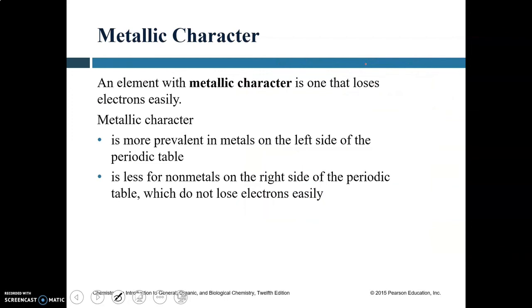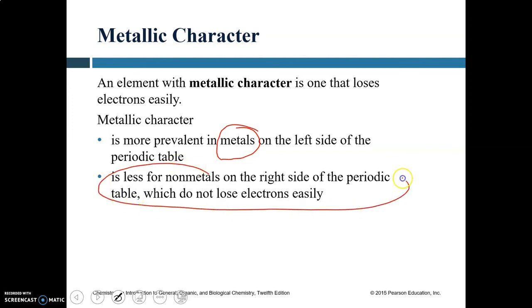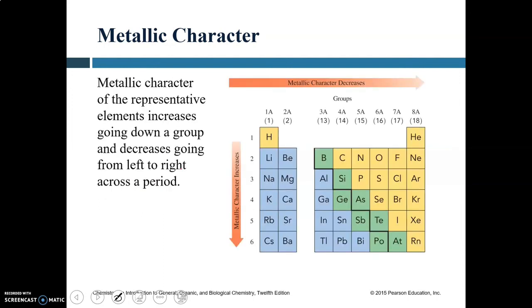So now we can determine what the metallic character of an element is. So elements are called metallic or having metallic character when they easily lose electrons. So metallic character is of course more prevalent in metals, especially in the metals on the left side of the periodic table, such as alkali or alkaline earth metals, and metallic character is much less pronounced for nonmetals on the right side of the periodic table, such as chlorine, all halogens, sulfur, oxygen, selenium. Those elements do not lose electrons easily.